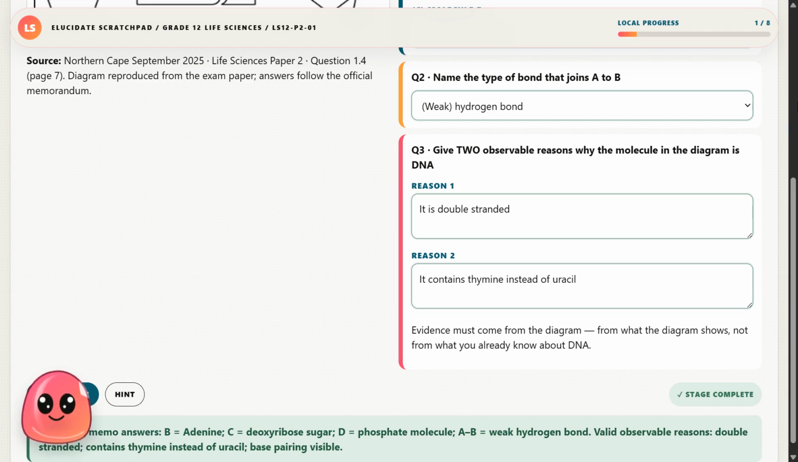The memo answers: B is adenine. C is the deoxyribose sugar. D is the phosphate molecule. The bond joining A to B is a weak hydrogen bond. And the observable reasons: it is double-stranded, and it contains thymine instead of uracil. Every part of the question is now answered correctly.